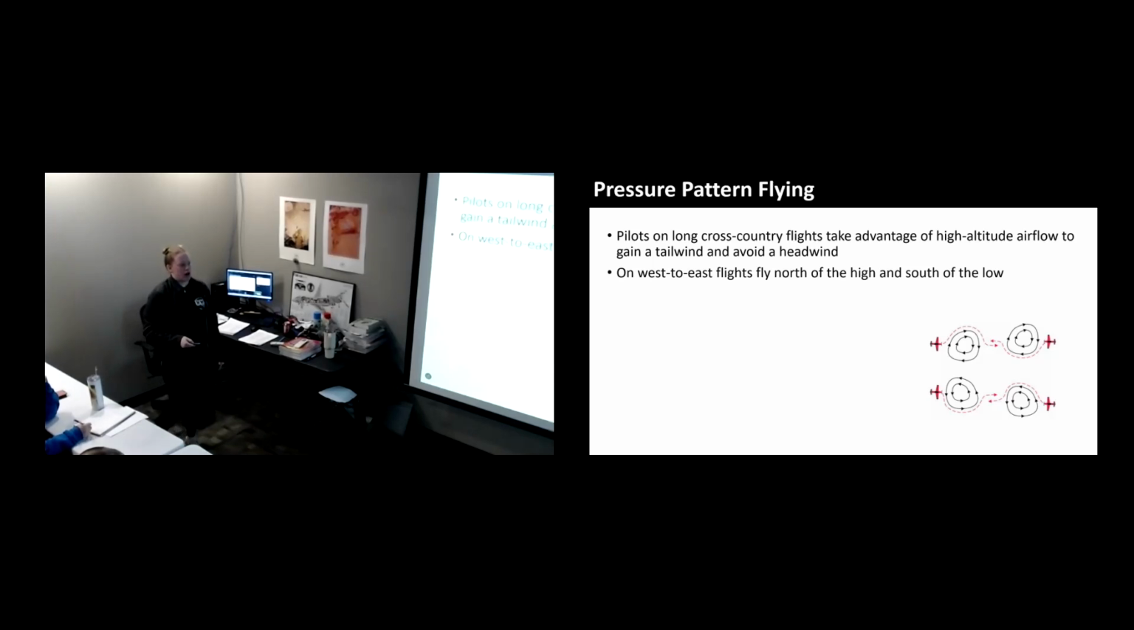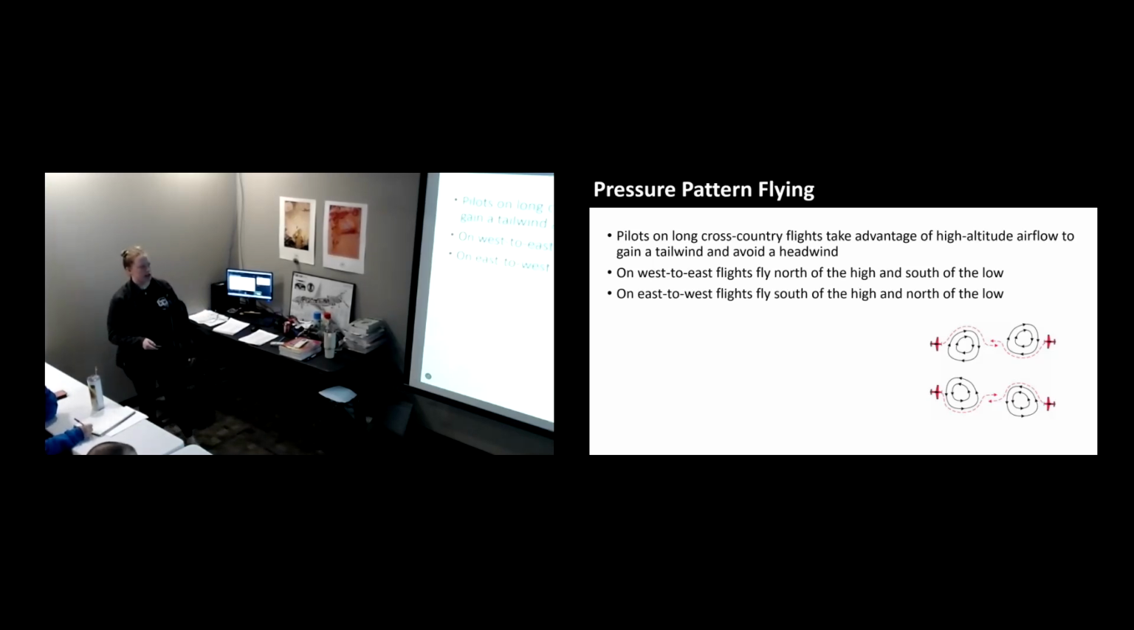Cool. And then vice versa. On east to west flights, you want to fly south of the high and north of the low. Does that make sense though? There's maybe one or two questions on this specific topic. Just remember this picture.